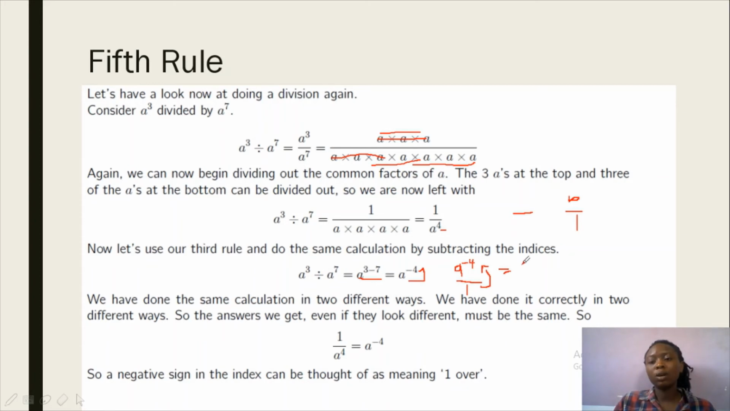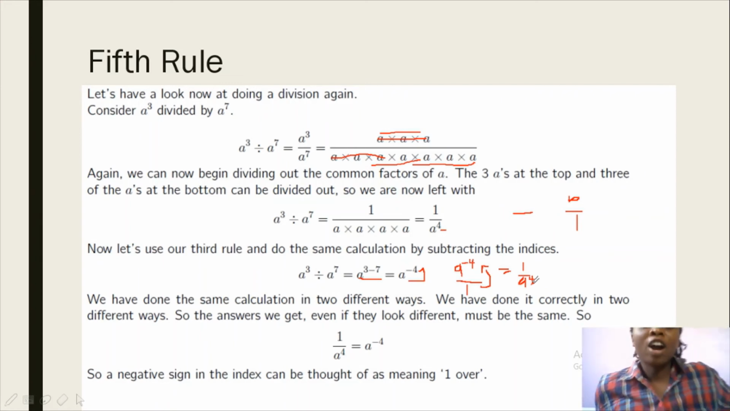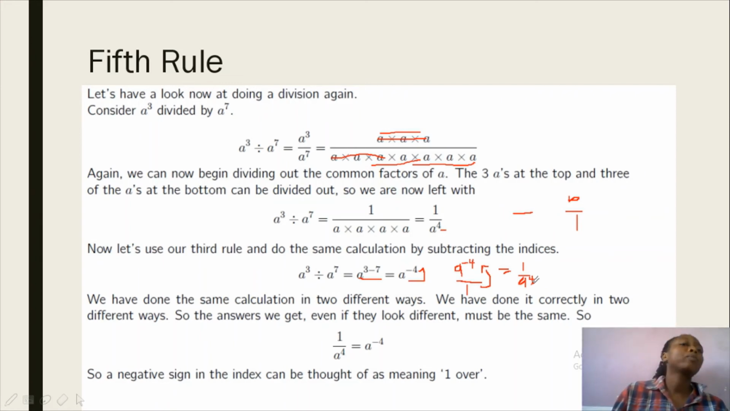Meaning the 1 will come up and the a raised to the power negative 4 will come down. But now the negative will vanish and then the 4 comes. Because the negative vanished, we had our a positive 4 now. So we are now having 1 over a raised to the power positive 4. So we've done the same calculation. With this, that was how this fifth rule was invented. So 1 over a raised to the power 4 is the same as a raised to the power negative 4.